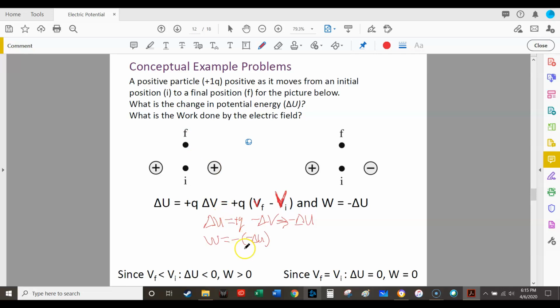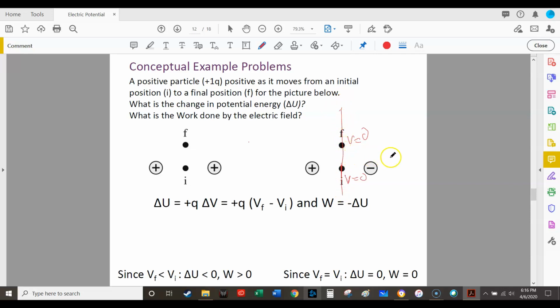All right. Let's try it again. So that means work done is going to be greater than 0. So let's try the same problem now, but we're going to do the right-hand side. The hinging point of this is that the voltage at I is going to be 0, and the voltage at F is going to also be 0. It's the halfway point in between these two things. And along this line, the voltage has got to be 0.